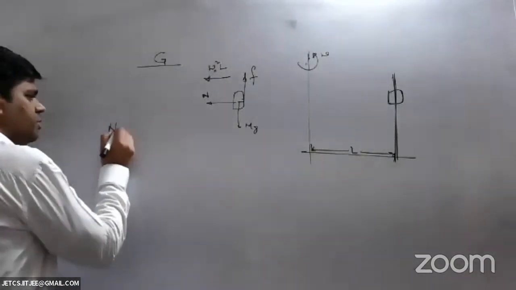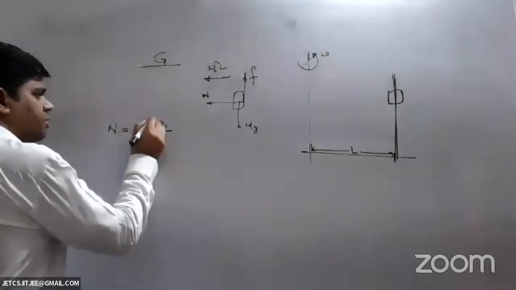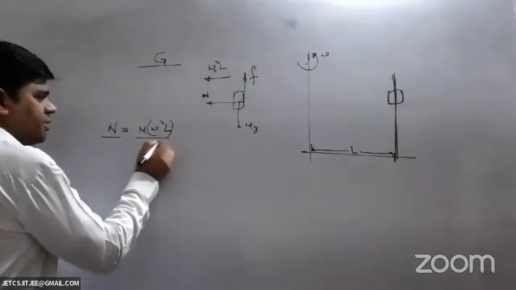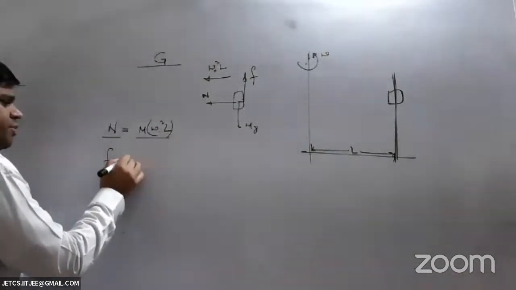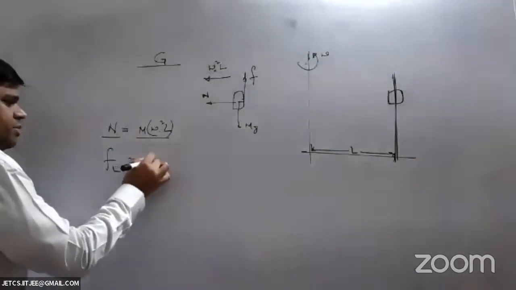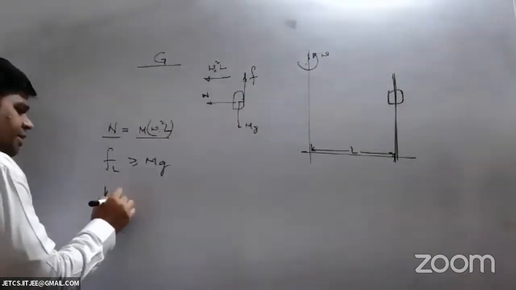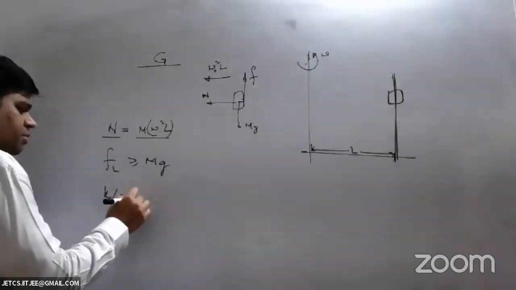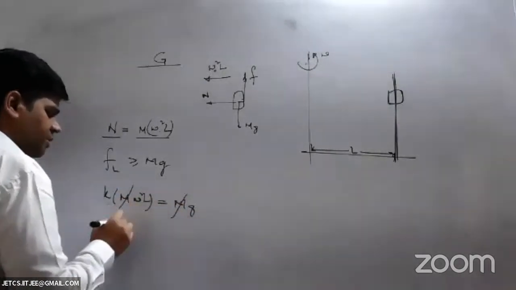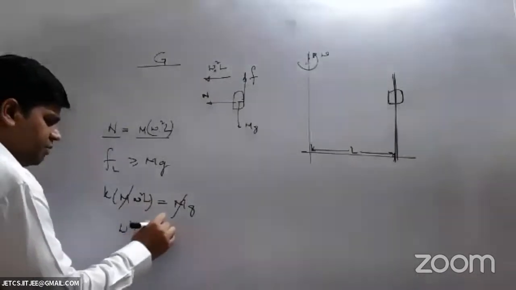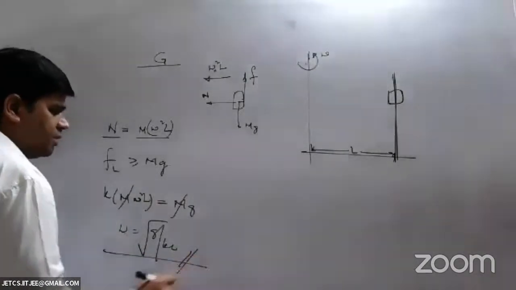So N is equal to m omega square L. Centripetal force is equal to mass into centripetal acceleration. FL should be greater than or equal to mg for it not to slip. Mu times N is equal to mg. M gets cancelled out. Omega square is equal to g by mu L. Omega is equal to root of g by mu L. You got the same answer.